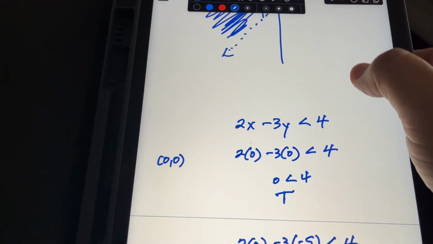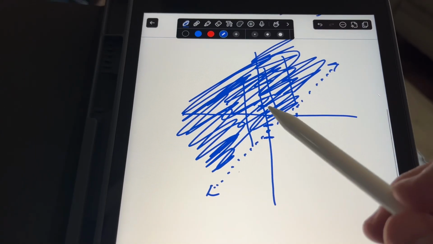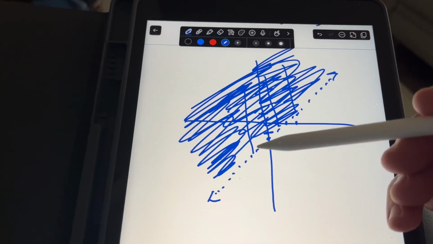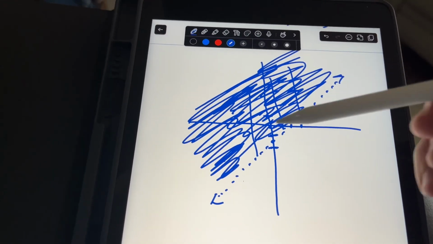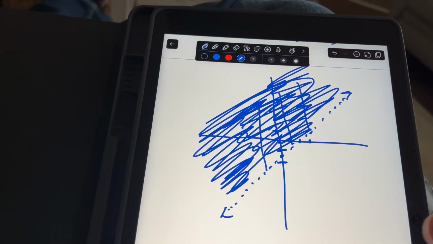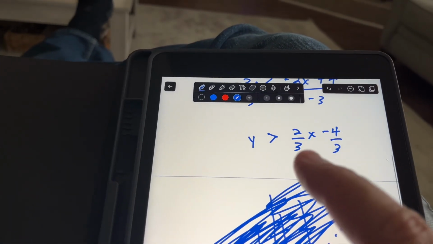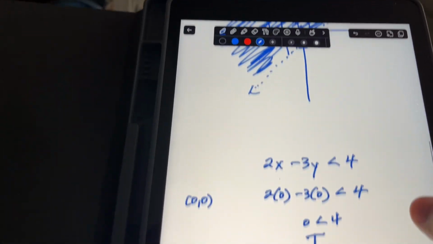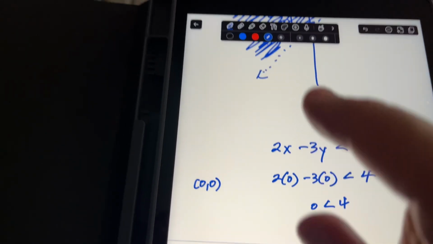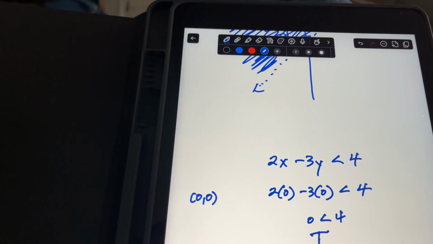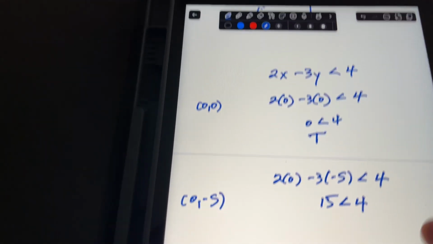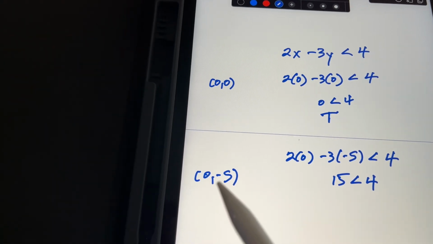So that means since the test point is here and it was true, we shade towards that test point, which ends up being up. So the graph, by just going by the fact that it was greater than, agrees with a test point of 0, 0 proving true. So we shade towards that test point and it would be shaded above the line. Now let's do another test point. Let's suppose that we used 0, -5.